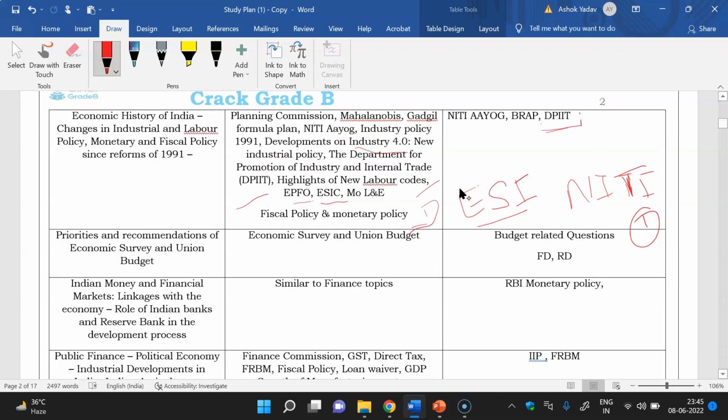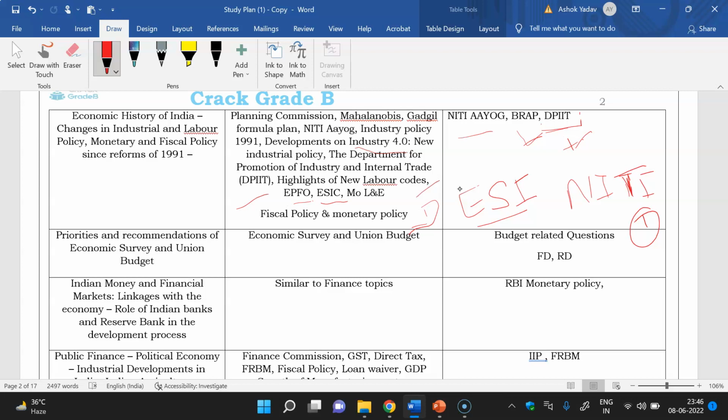You can see what was asked. Niti Aayog related question was asked. Business Reform Action Plan, Department for Promotion of Industry and Internal Trade related one question was asked. And fiscal, monetary policy, I have already told that they have asked previously. Monetary policy committee of RBI.